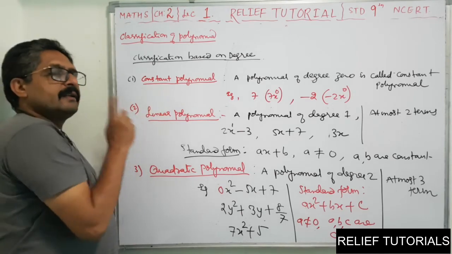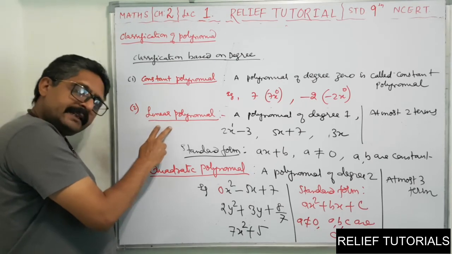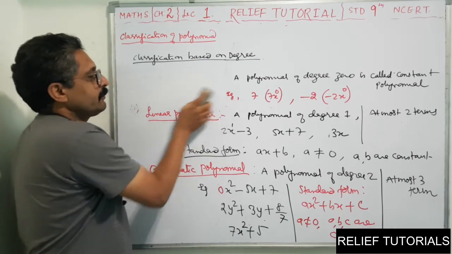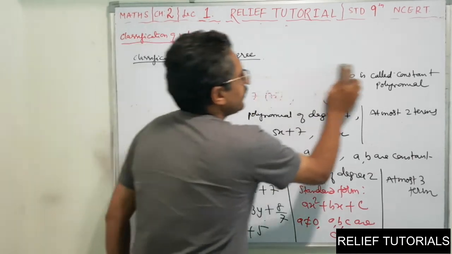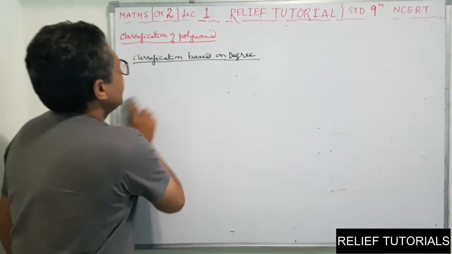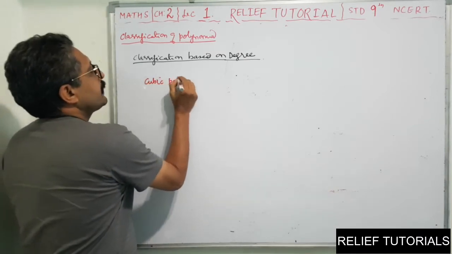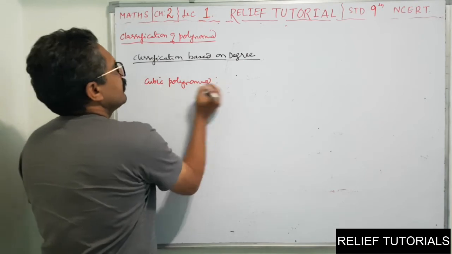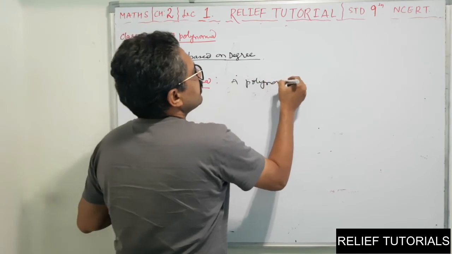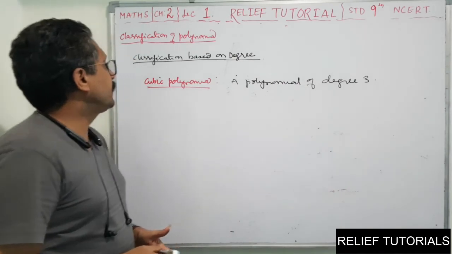So constant polynomial, polynomial of degree 0 is called constant polynomial. Linear polynomial, polynomial of degree 1 is called linear polynomial. Quadratic polynomial, polynomial of degree 2 is called quadratic polynomial. Now cubic polynomial. So polynomial of degree 3 is called cubic polynomial.